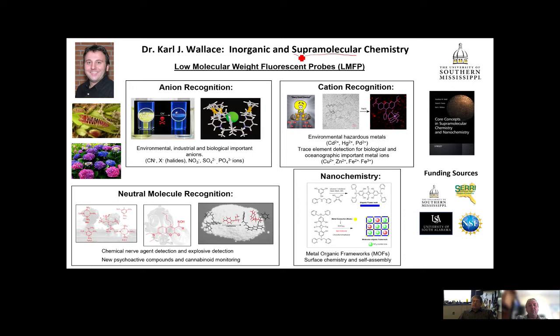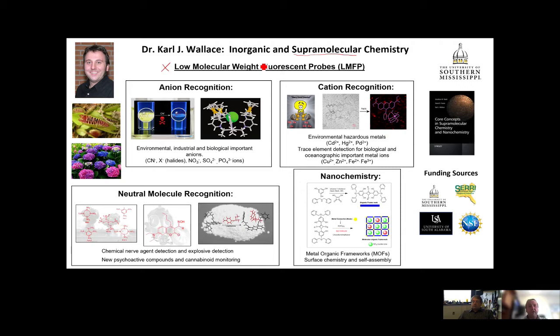So you can see at the very top here, I've got a very broad general title that says low molecular weight fluorescent probes. So in the broadest sense, I like to make sensors. And these sensors can fall into three major categories. The ones that I'm just going to talk about with you today are basically anion recognition, cation recognition, and neutral molecule recognition. I won't talk about the nanochemistry or the material side of it. That's being developed as we speak. I'm just going to keep our discussion mainly to the core areas of my research.